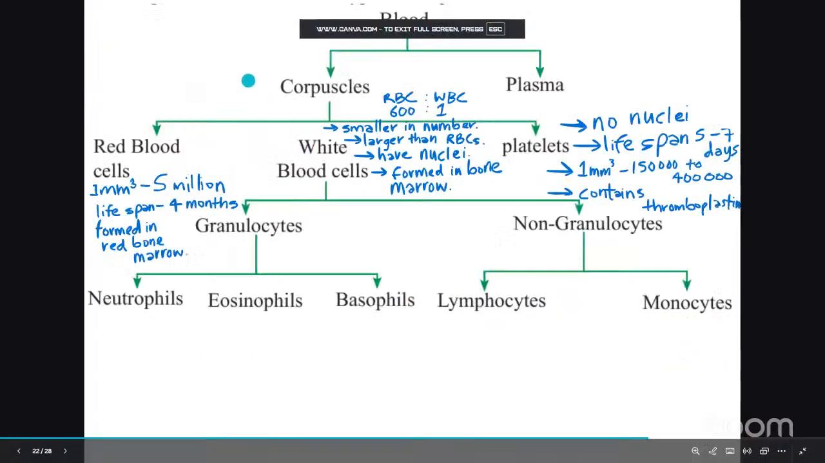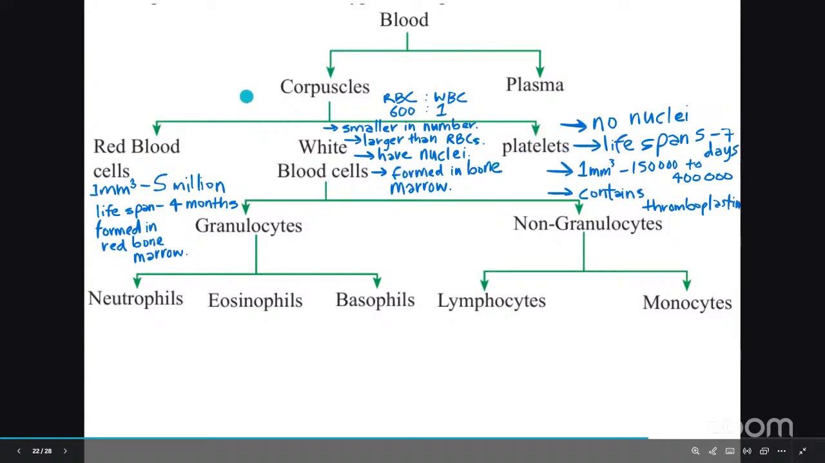Okay, so I have put this all in one chart. I'm not going to go deeper and I'm not going to be teaching the structures and everything. So let's take a look at this. Blood is going to be separated into two. You have the plasma, that is 55%. Then you have the corpuscles, that is 45%. You can see corpuscles are divided into three types: red blood cells, white blood cells, and platelets.